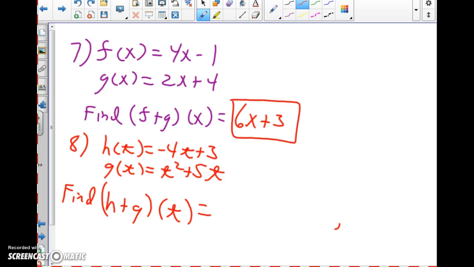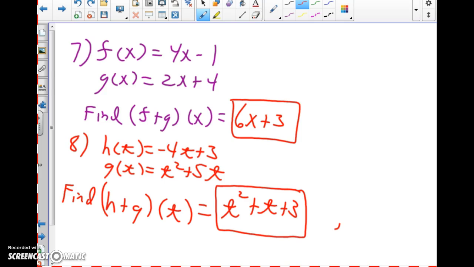All right, look at the number 8. h of t plus g of t. So what's h plus g of t? Okay, t squared plus t plus 3 is perfect. You got it. t squared plus t plus 3 is exactly right. That's the answer. Good job. You got it. Everybody else see what you said. Once again, all this is combining like terms. Okay, so we're good on those 2? All right, let's move on to the next part.